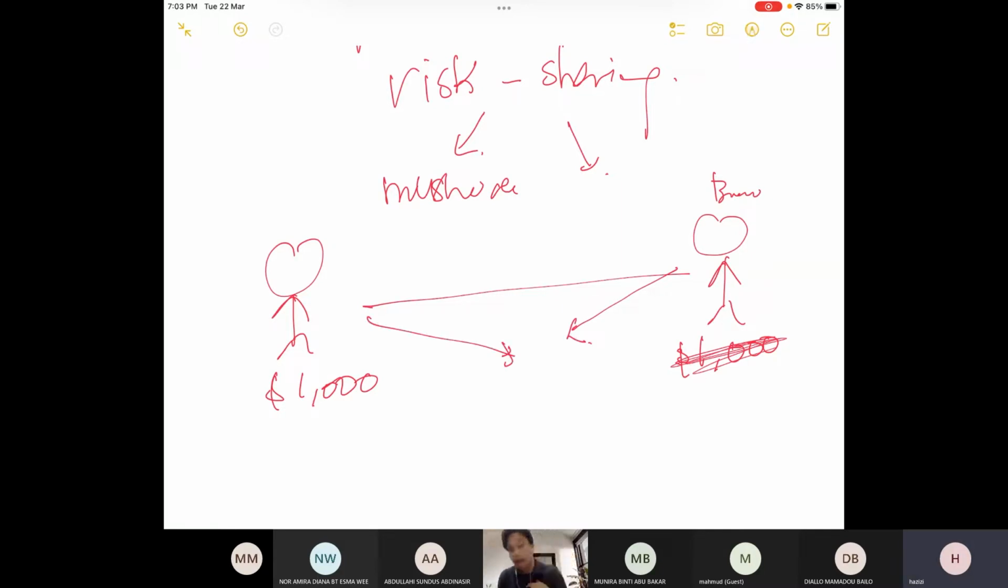So let's say we share the risk together. I ask the borrower, instead of lending you the money, what if I invite you to become my business partner? I'm going to give you 1,000, and then you open a business venture here and sell whatever, sell coconuts or whatever you want to sell.